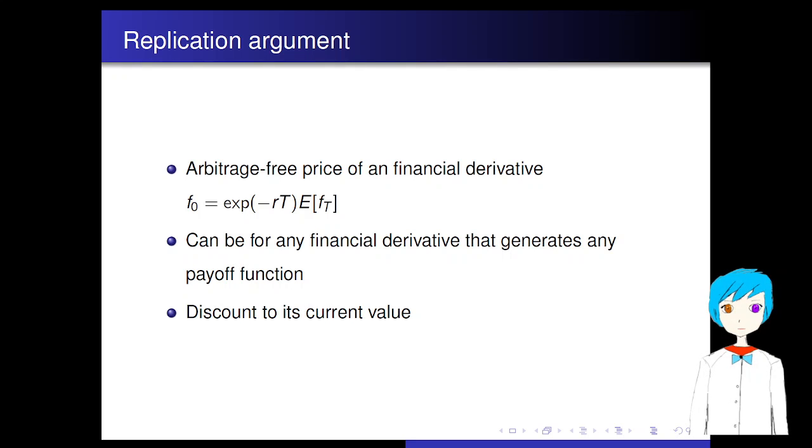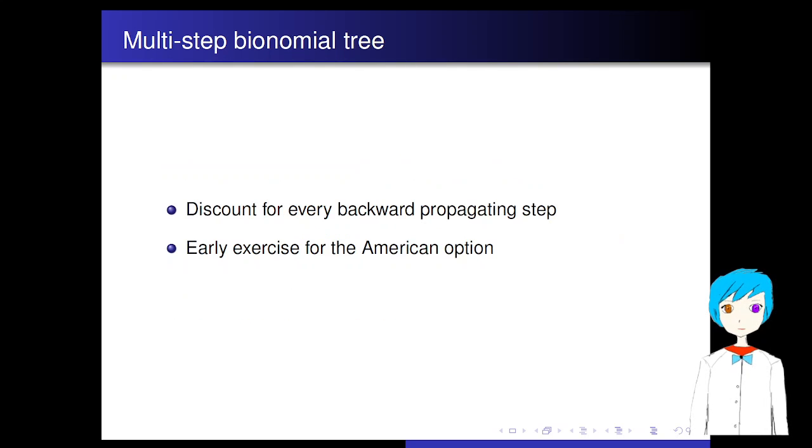Next, we need to be familiar with the replication argument to calculate the current price of any financial derivative. So the formula is F0 equals the discount factor times the expectation of its payoff in the end. This can actually be used for any financial derivative that generates any payoff function. One thing we need to pay attention to is the discount factor e^(-rT). We always need to discount the final payoff to its current value to calculate the price, or the arbitrage-free price, of this financial derivative.